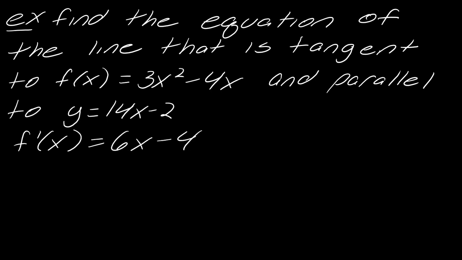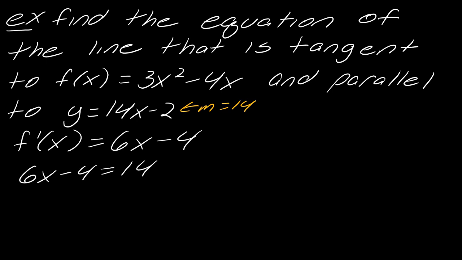And I want to figure out what my x would have to be so that it could be parallel to this. So what is the slope of this line? Because this is my desired slope. The slope here is 14. This is in slope-intercept form. Okay, so I want this derivative to be equal to 14. So what I can do is set my derivative equal to 14.